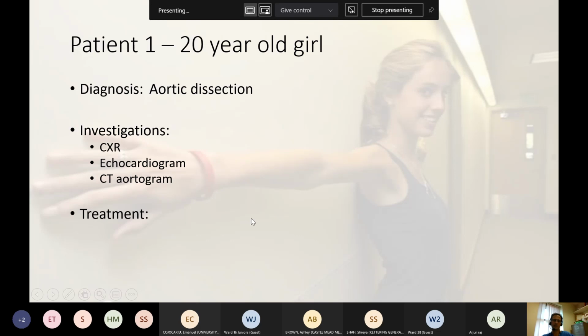So how do we treat a patient with aortic dissection? Yeah, labetalol, excellent. How do you give the labetalol?